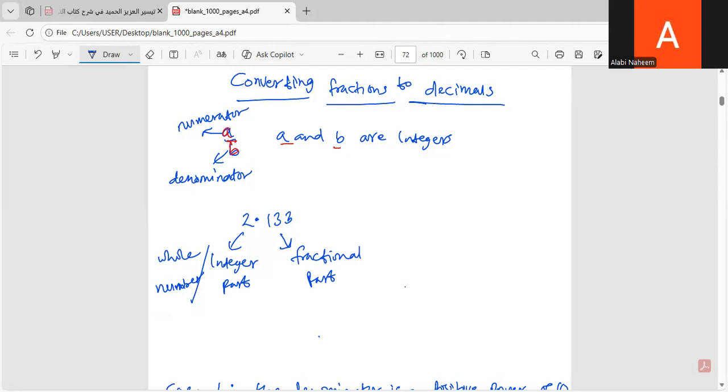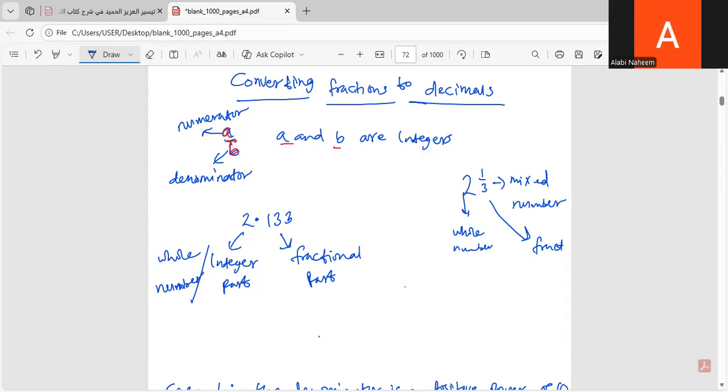And you might even have a mixed number. A mixed number is a combination of a fraction and a whole number. For example, 2 whole number, 1 over 3. It's called a mixed number because 2 there is a whole number, while 1 over 3 there is a fraction. So it is called a mixed number.